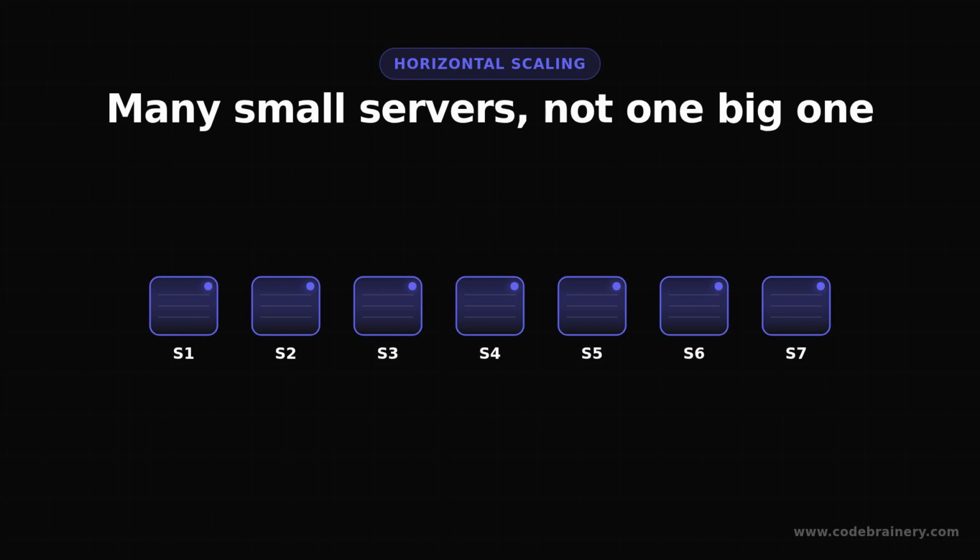But here's the catch. Your user types your URL into a browser. Which server do they talk to? They don't know. The browser only knows your domain name. It needs one address to connect to. But now you have 5 servers, each with their own address. How do we hide all that complexity from the user?